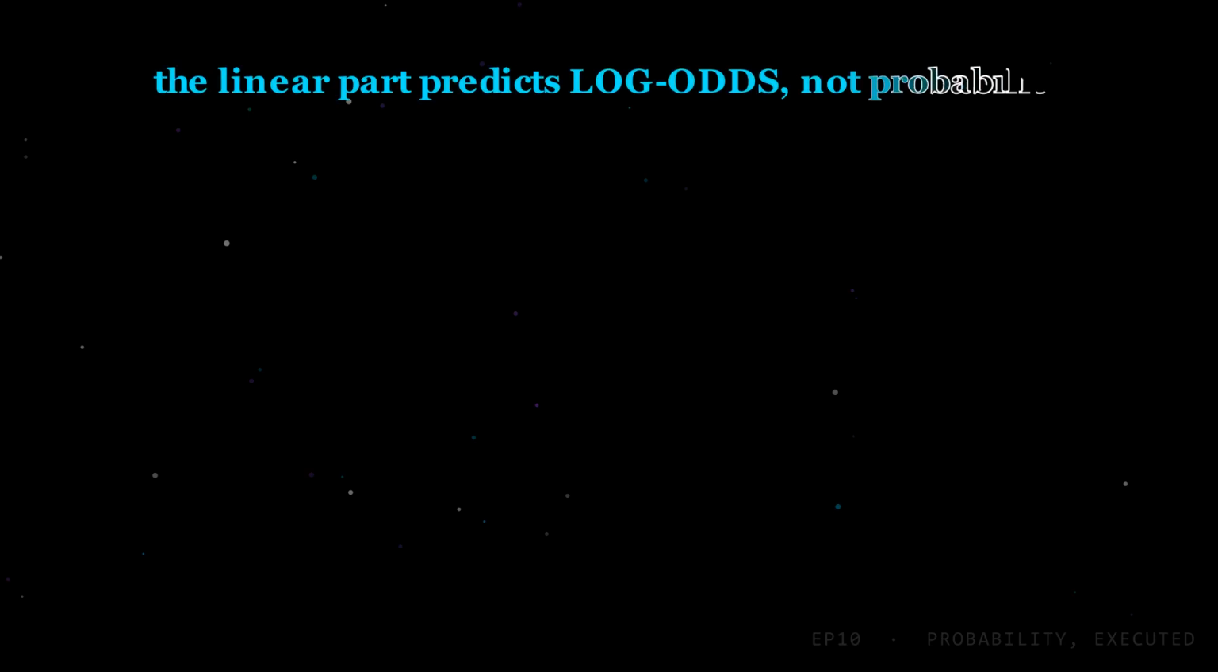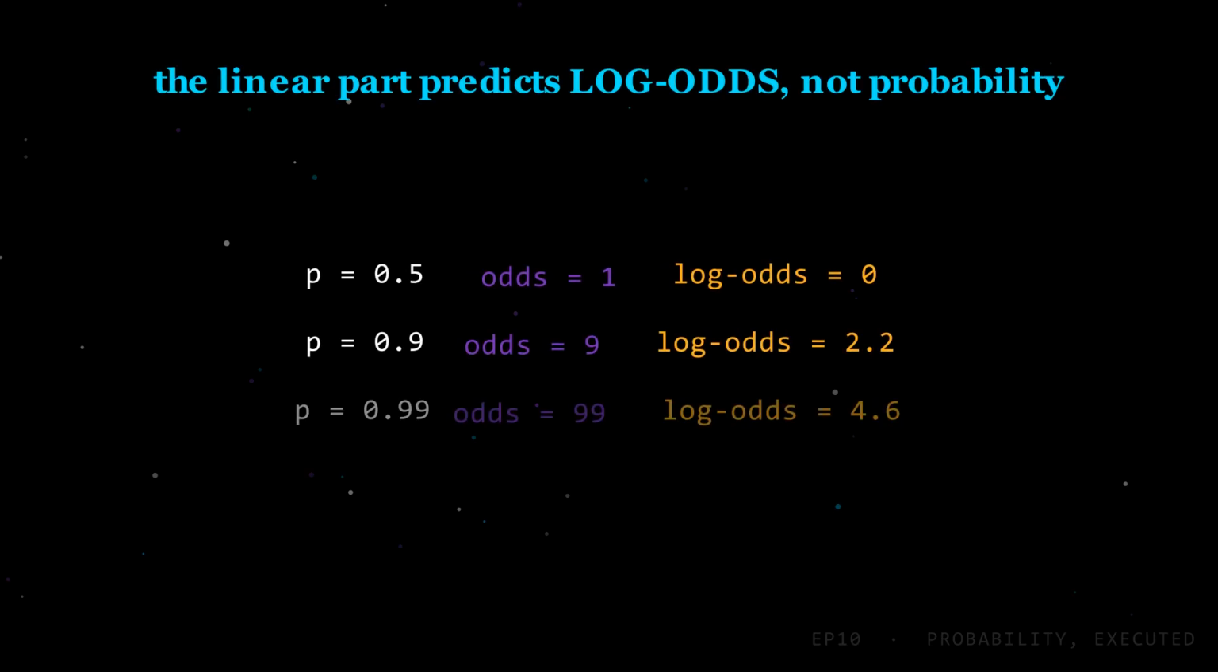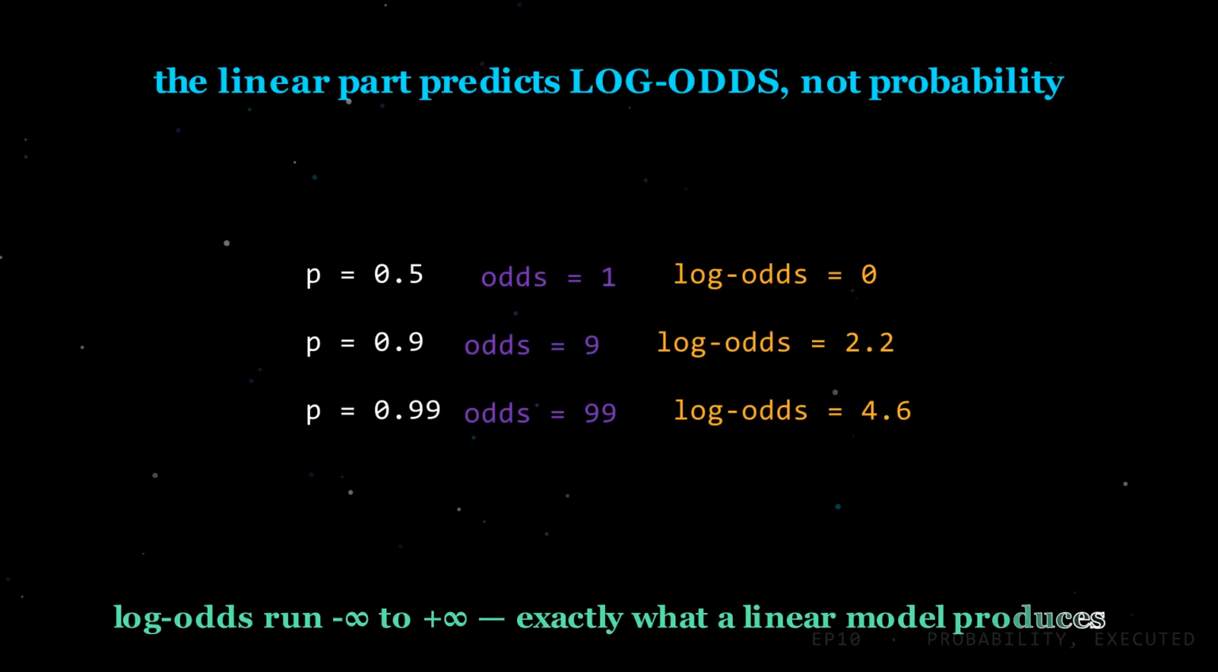Now, the part worth understanding properly, because it explains the whole design. What the linear part actually predicts is not the probability, it's the log odds. Odds are probability divided by 1 minus probability. So a 50% chance is odds of 1, and a 90% chance is odds of 9. Take the log of that, and you get a quantity that runs from minus infinity to plus infinity, which is exactly the range a linear model can produce. The sigmoid is simply that transformation run backwards, which gives coefficients a genuinely clean interpretation.